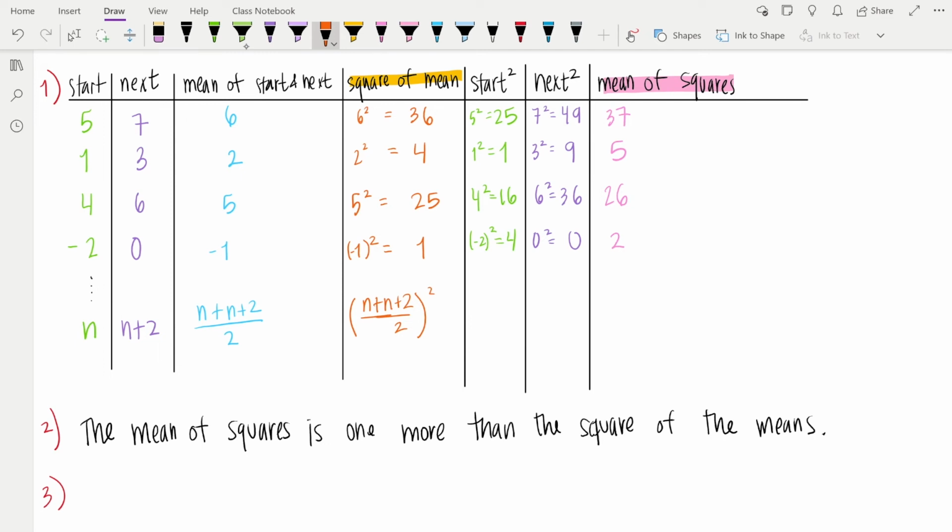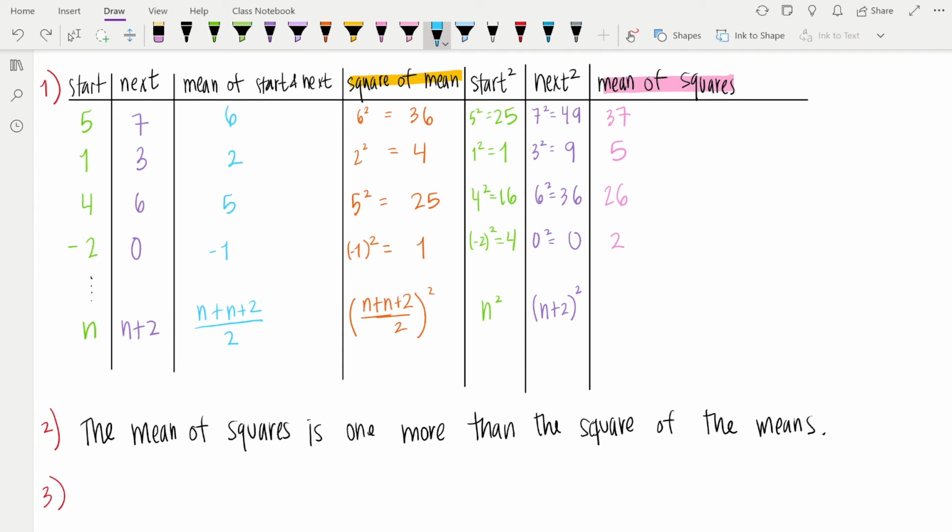Okay, green column. I'm supposed to take the starting number and square it. So N squared. Purple column, I take the next number and square it. Remember, anytime I'm squaring something that has more than one term, I put the whole thing in brackets. Or even if I'm just multiplying, unless this is literally all by itself, the N plus 2, I will probably put it in brackets. It didn't here, you could, it's not a problem.